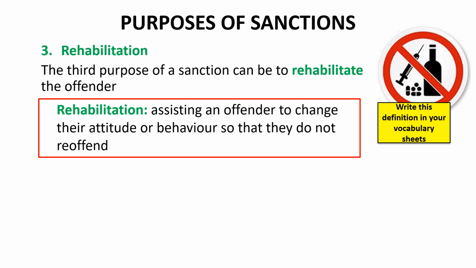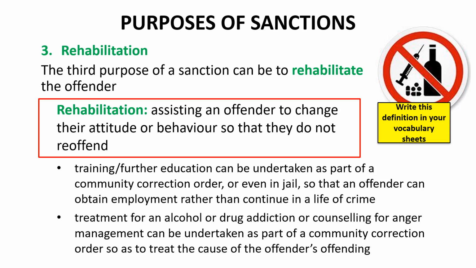So, for example, if you are given a community correction order, then one of the conditions of that order can be that you undertake some kind of training or further education program. Even in jail, there are programs under which prisoners are able to undertake training or further education so as to obtain a qualification. The purpose of these programs is to enable the offender to obtain employment, and by obtaining employment, it is hoped to rehabilitate the offender so that they can fit back into society rather than continue to follow a life of crime.